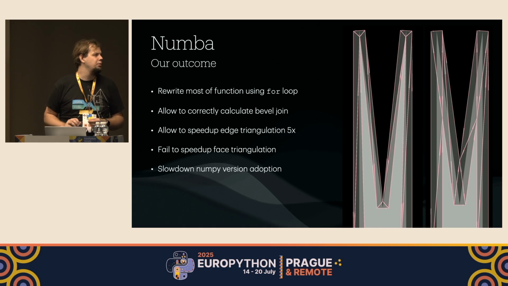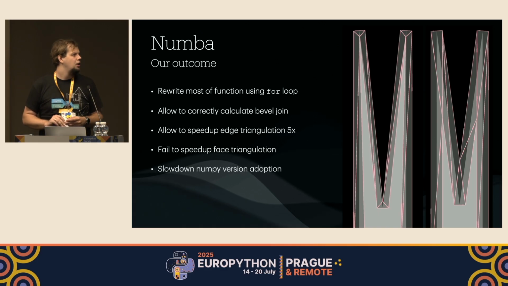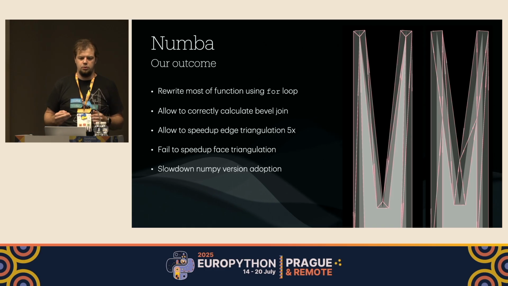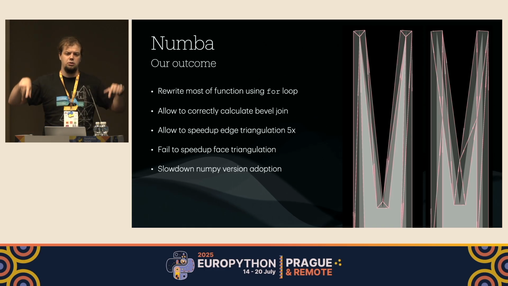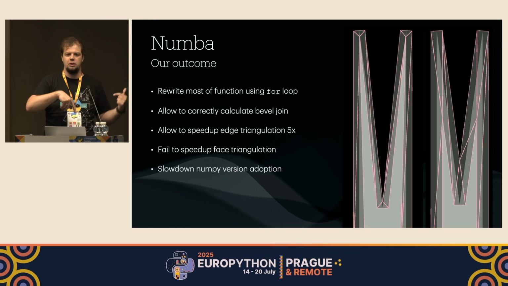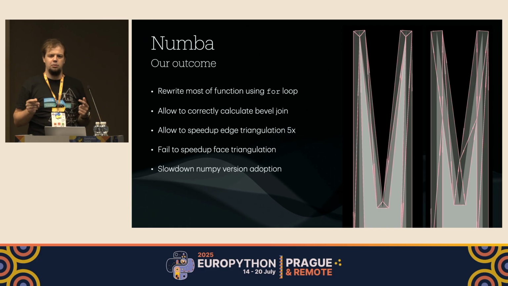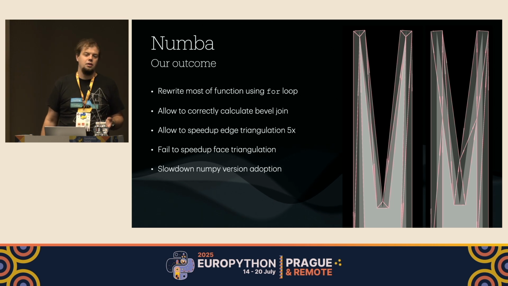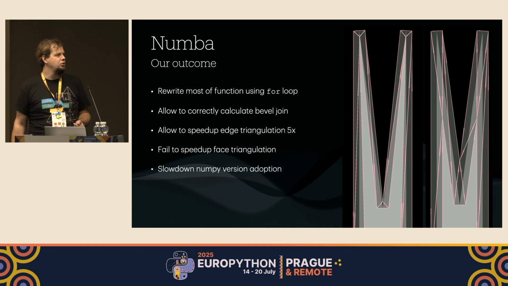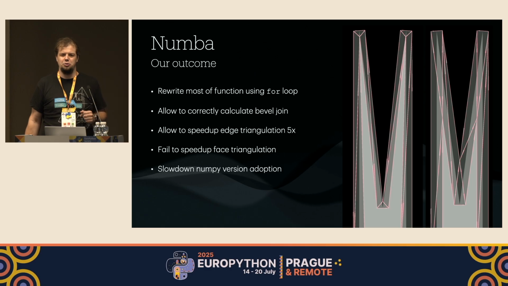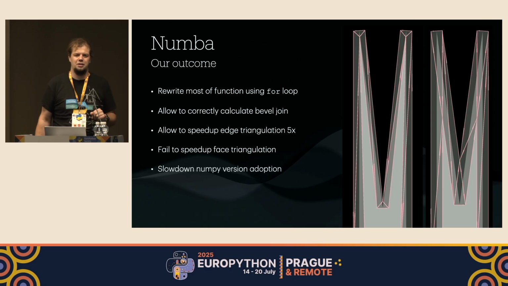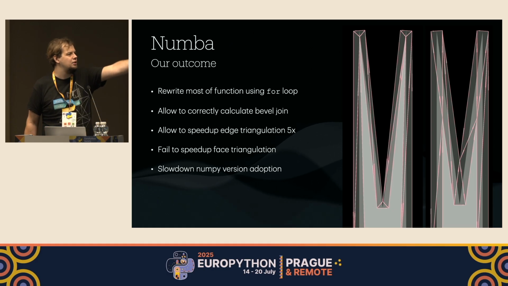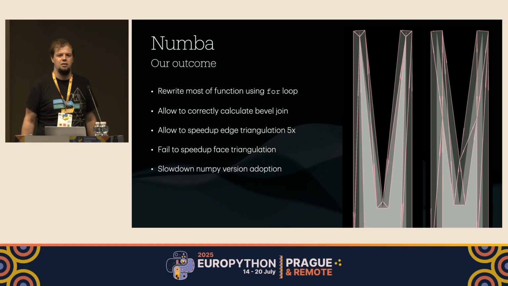Okay, so what happened in our project? We needed to rewrite some of the functions to fit, because how you write a function also impacts the compilation time. At some moment, we had over 1 minute of compilation, which is not acceptable. It allowed us to fix the bevel join. On the left, you see the version which is before Numba. On the right, you see the version of the triangulation which is after Numba. You might see these small triangles on the left and the expected size of triangles on the right.